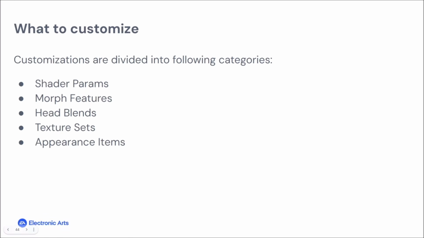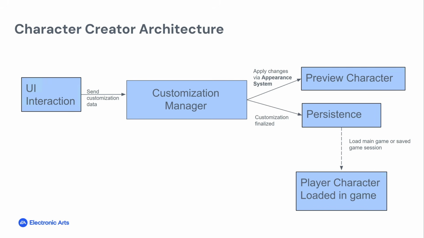All the customizations can be broken down into 5 main things: the shader parameters, morph features, head blends, texture sets, and appearance items. We will go through all of these one by one.